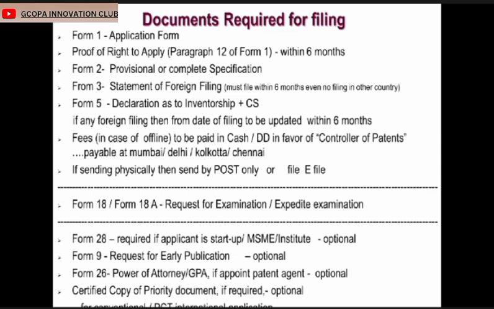Now, ideally, filing can be done on an individual basis also. But in case you want to appoint a patent agent from the list of registered patent agents, then you can do so. But you have to give power of attorney to that particular agent on form number 26 and submit it to the office so that we can take that into record.